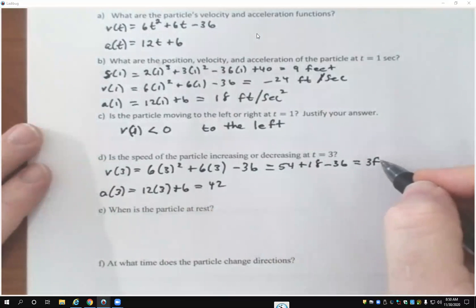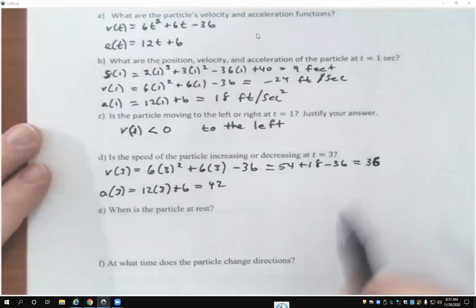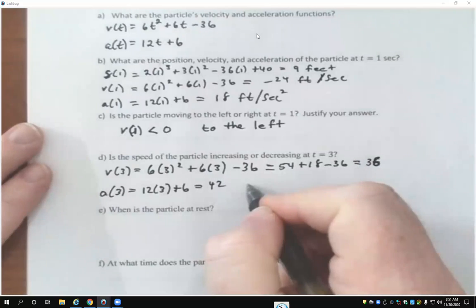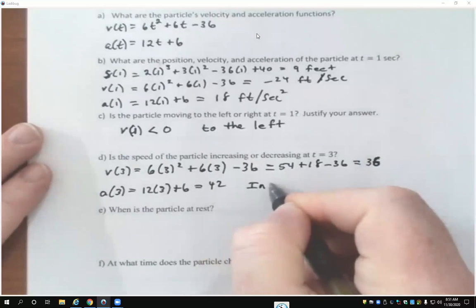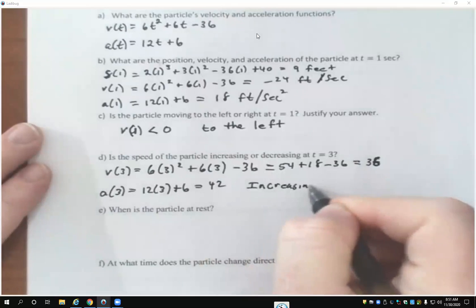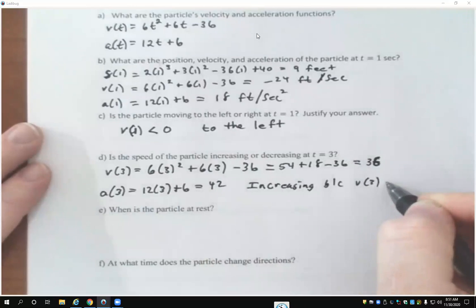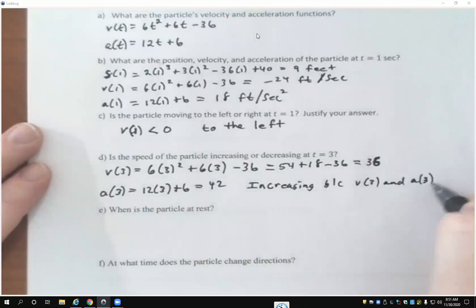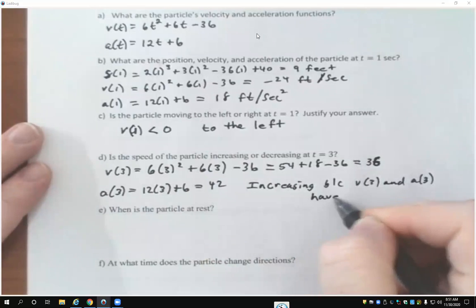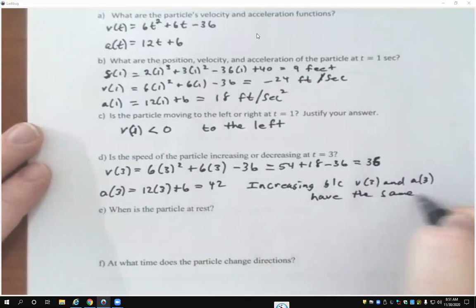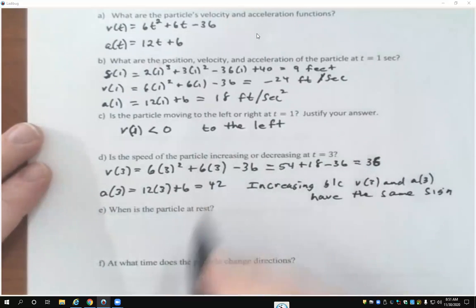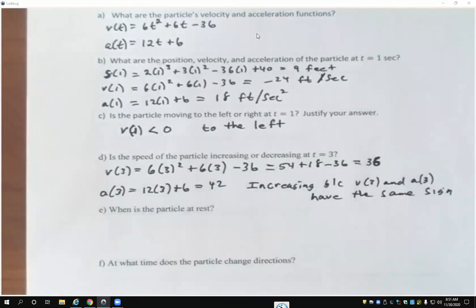And since, what did I write here? This is supposed to be 36. 36 and 42 are both positive. So we are going to say that the speed is increasing because v of 3 and a of 3 have the same sign. And we showed our work right here to justify the actual signs.